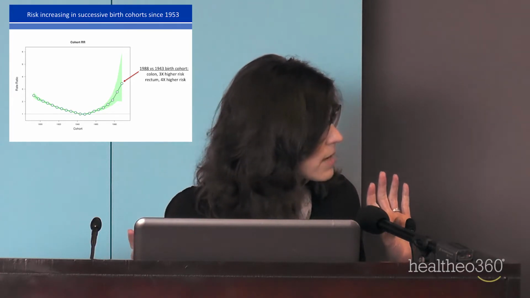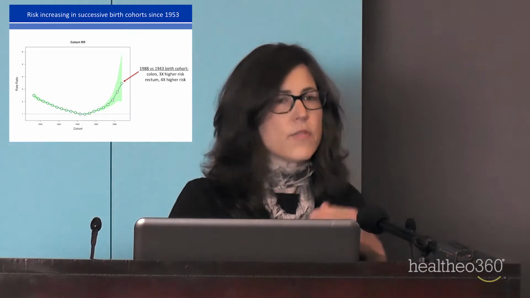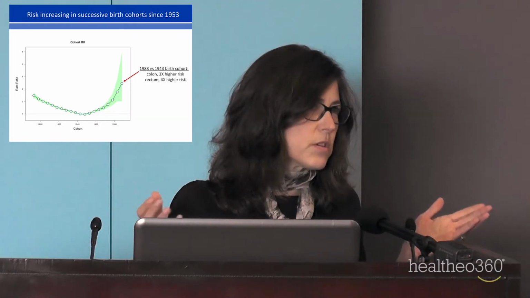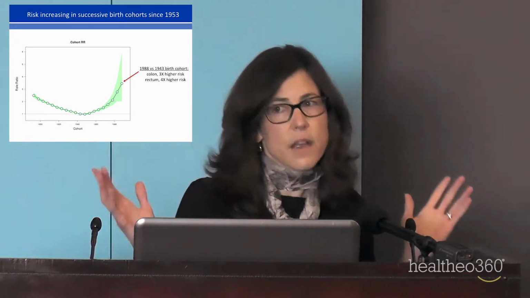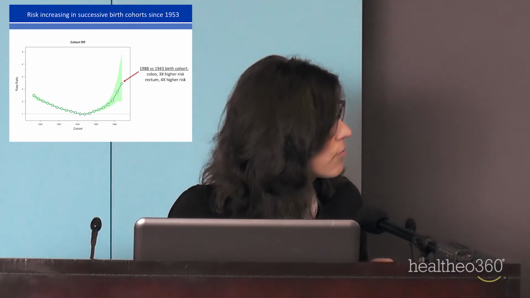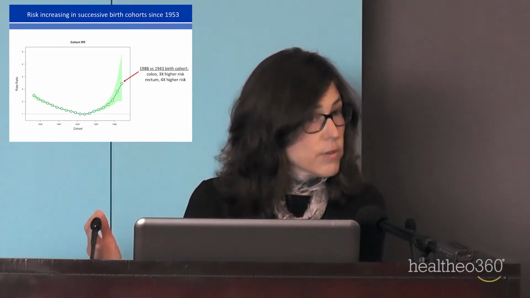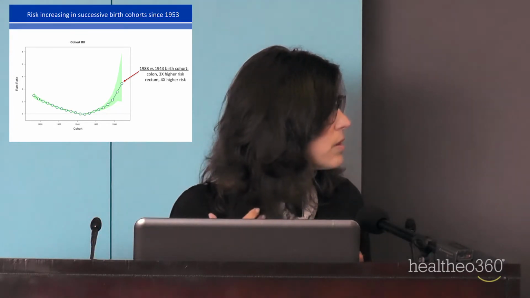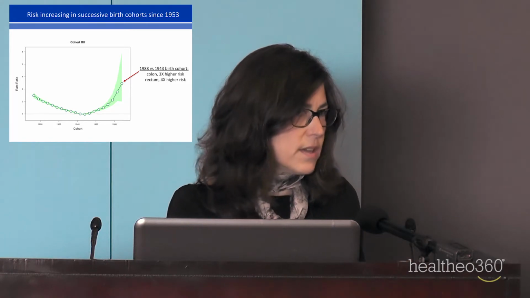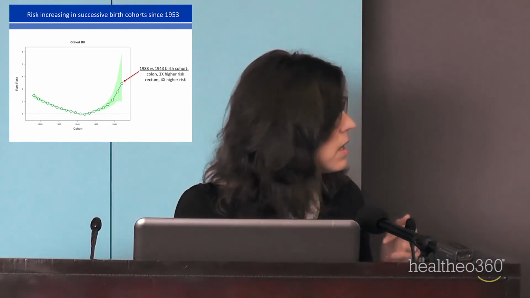And a period effect is something that happens, it's an exposure in time that affects all age groups. So an example would be radiation exposure after a nuclear bomb. It affects everyone, all ages, during a particular time point. A cohort effect is an exposure that affects particular generations. So an example would be the children of women who were treated with DES during the 50s and 60s before we knew that it was carcinogenic.